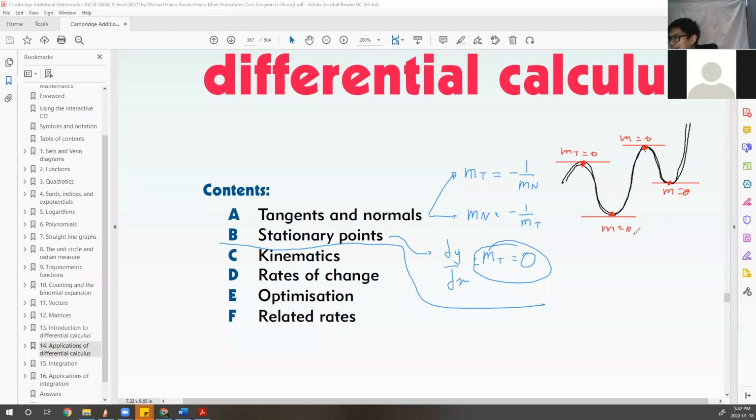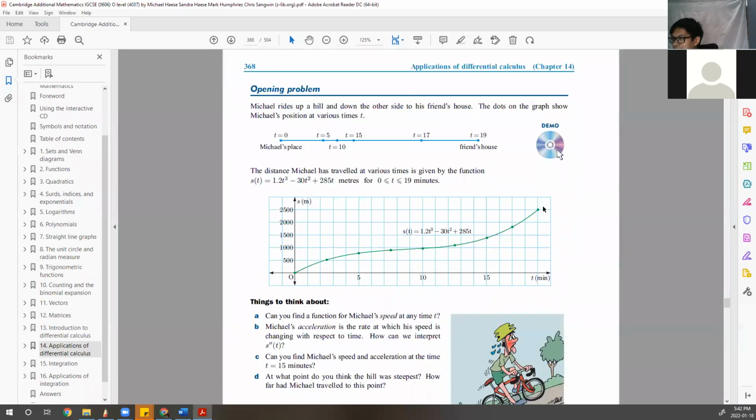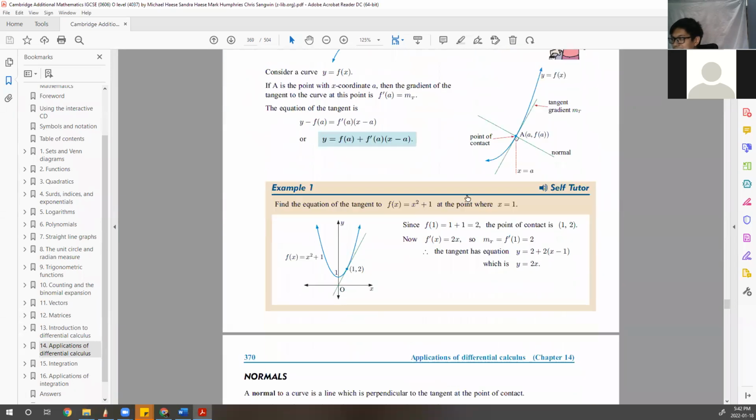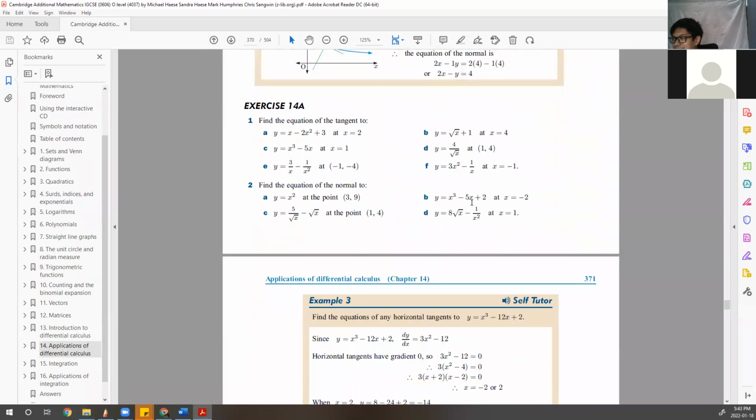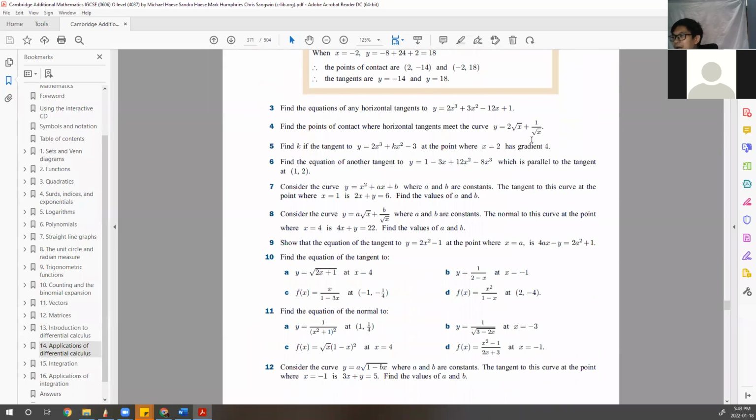Understand? Yep. Okay, so let's go to question B. So this is the idea. Let's do stationary point. A tangent curve, it's the same. Normal, see, it's the same also.